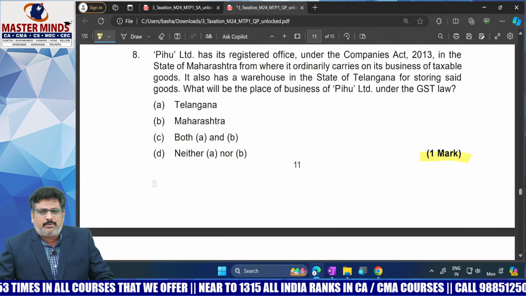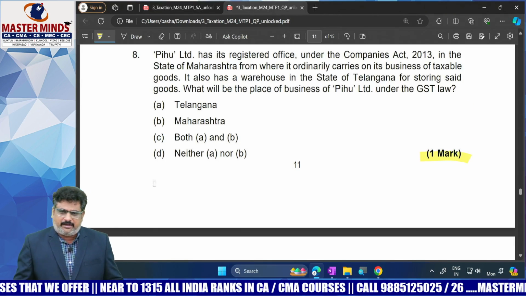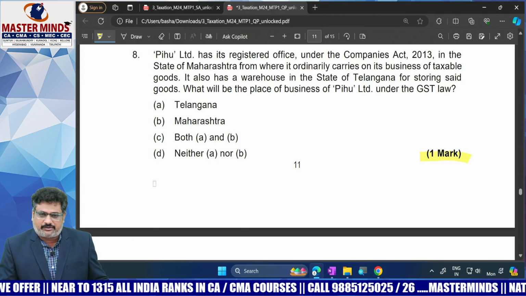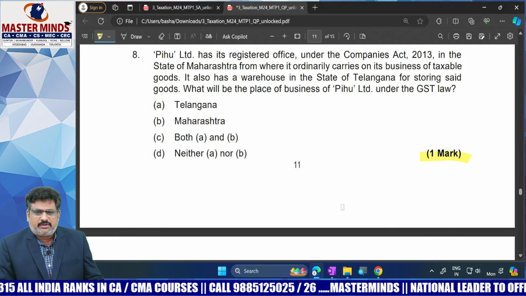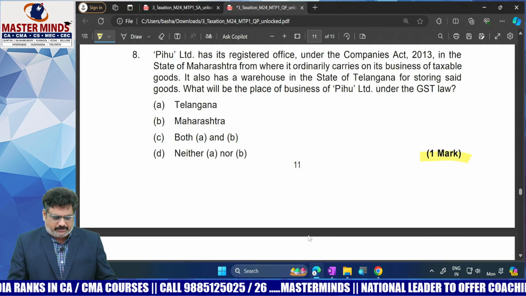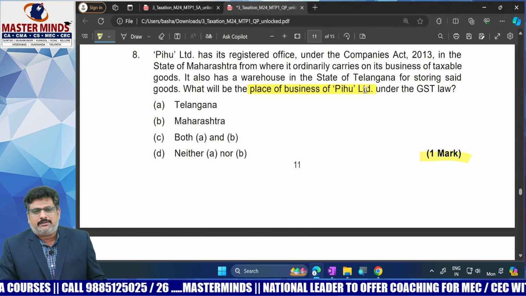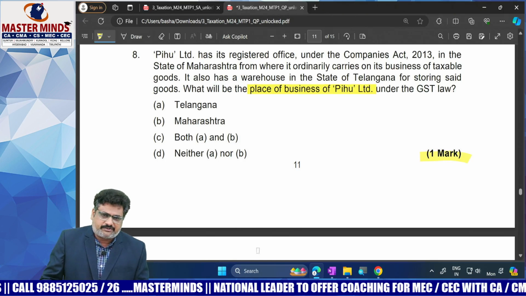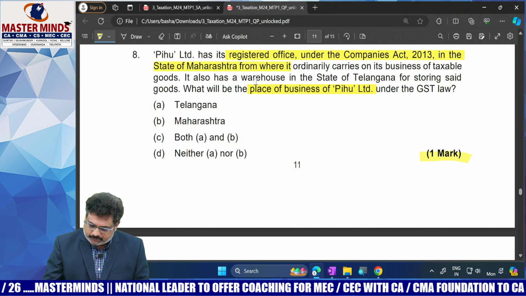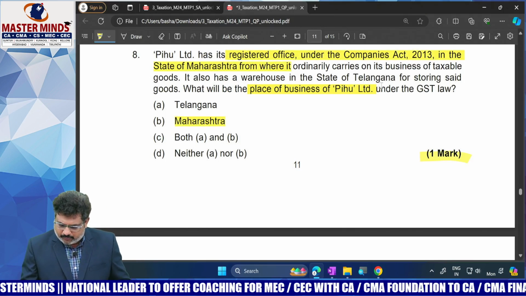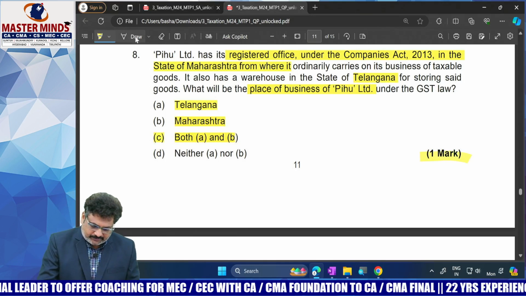Next one is PHU Limited has its registered office under Companies Act 2013 in the state of Maharashtra, from where it is ordinarily carried on its business of taxable goods. It also has a warehouse in the state of Telangana for storing the said goods. What is the place of business of PHU Limited under GST law? So here, what is meant by the word place of business? Where you are having the establishments, those places are known as place of businesses. Register office, where its register office is there, Maharashtra, and where it is having the warehouse, Telangana. Therefore, answer is both A and B. Answer C will be the answer.